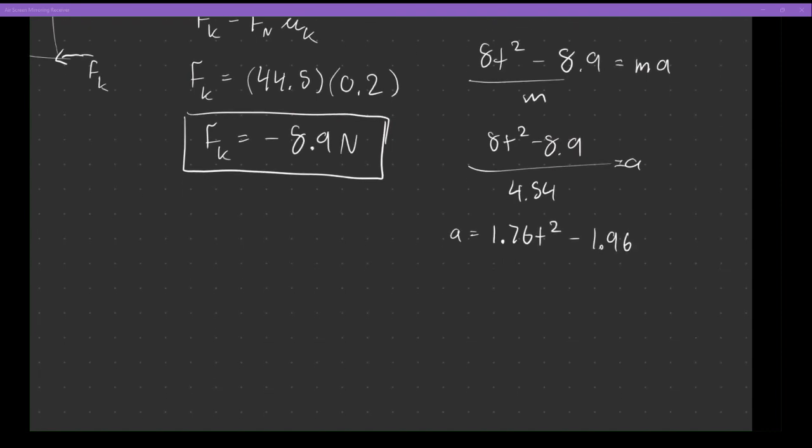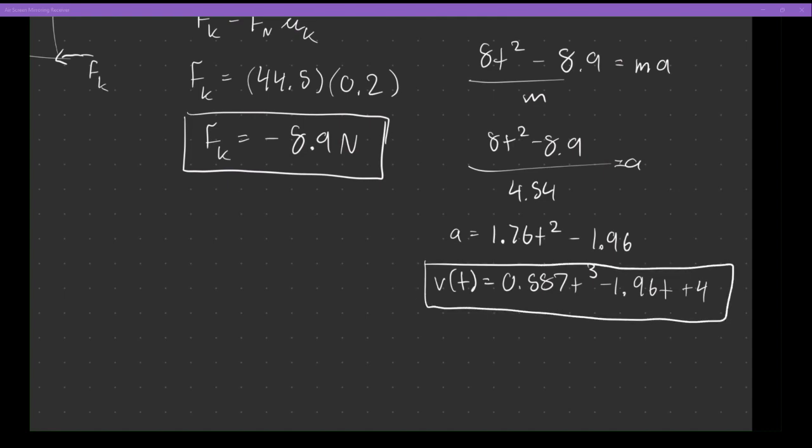So now I integrate that. By taking the integral, I get v of t equals 0.587 t cubed minus 1.96 t plus 4, because they said that the initial velocity was 4. So that's it for part C.